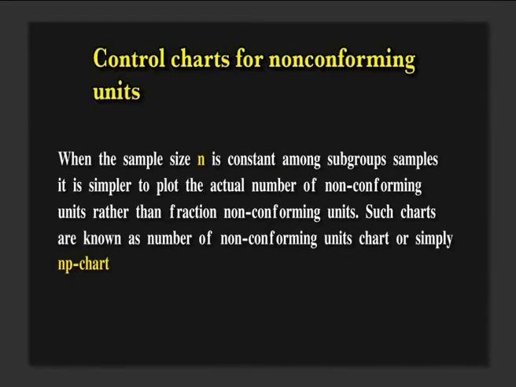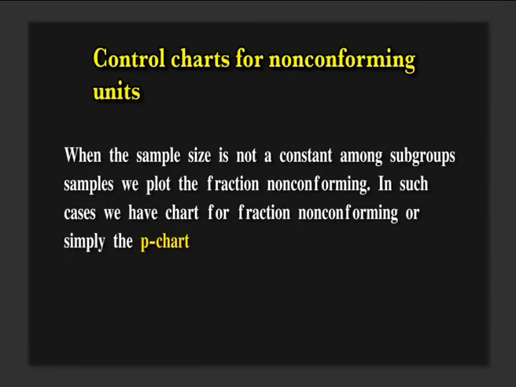When the sample size n is constant among the subgroup samples, it is simpler to plot the actual number of non-conforming units rather than fraction non-conforming units. Such charts are known as number of non-conforming units charts or simply NP charts. When the sample size is not constant among subgroup samples, we plot the fraction non-conforming. In such cases, we have the chart for fraction non-conforming or simply P chart.